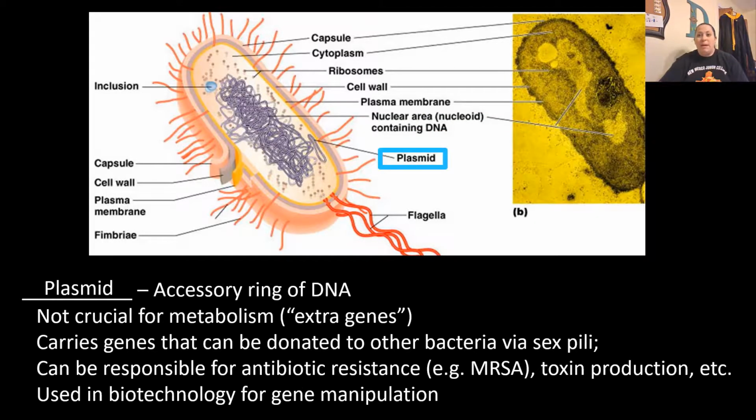Sometimes, though, these bacteria will have small pieces of DNA that are not actually connected to that single chromosome in the nucleoid. These are an accessory ring of DNA, and these are called plasmids. These are not crucial for the metabolism of that particular bacteria, but they're extra genes, and these extra genes could be donated through that sex pilus we talked about from one cell to the other.